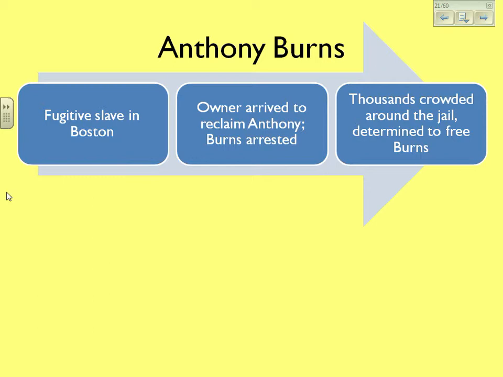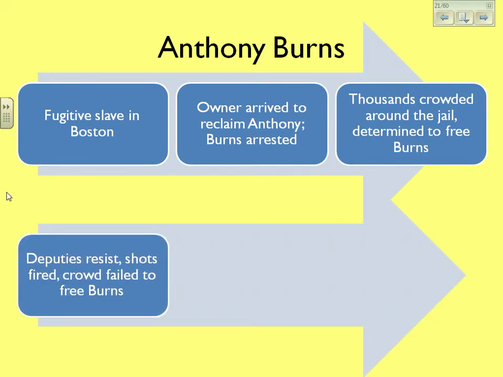Thousands crowded around the jail, free blacks and white abolitionists, determined to free Burns. They had a giant wooden beam that they used as a battering ram to crash open the door. There were shots fired, and somebody was killed. The deputies, the police, the sheriffs, resisted. Shots were fired into the crowd, and they failed to free Burns.